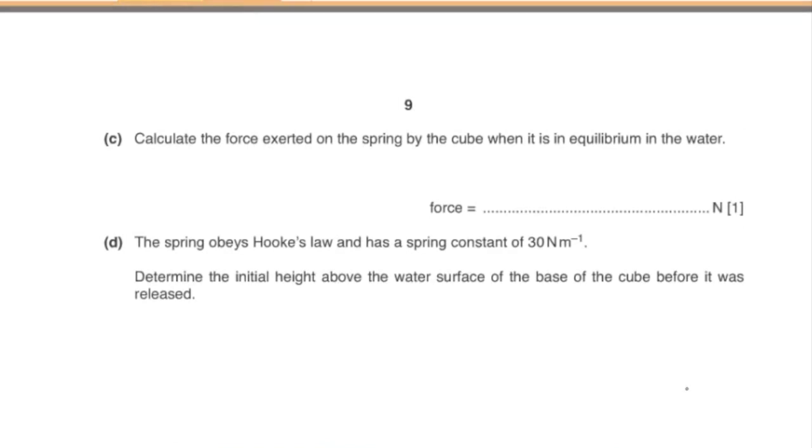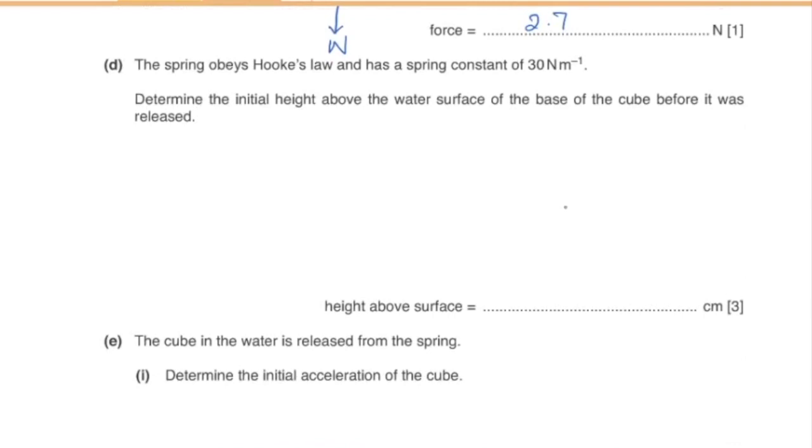Part C, calculate the force exerted on the spring by the cube when it is in equilibrium in the water. So when it is in equilibrium, the force that acts downwards is going to be the weight, and upthrust is going to act upwards, and this force is also going to act upwards. So as the cube is in equilibrium, the sum of upthrust and this force must be equal to the cube's weight. Hence, the value for this force that is exerted by the cube on the spring is going to be the difference between the weight and the upthrust, that is 4 newtons minus 1.3 newtons. Hence, this force is of 2.7 newtons of magnitude.